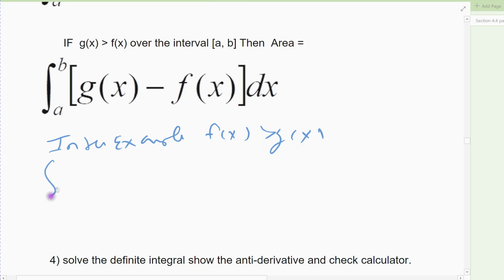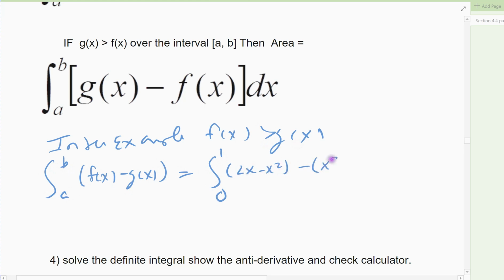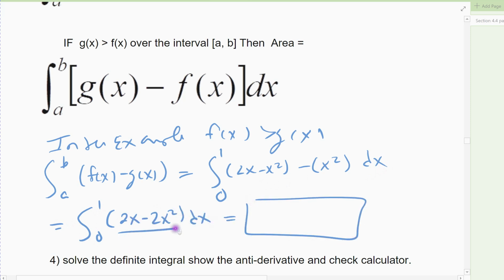So we integrate from a to b, f of x minus g of x. So we go 0 to 1, because that's my a and my b. F of x, which was 2x minus x squared, subtract away g of x, which was x squared, with respect to x. So when we integrate 0 to 1 and simplify, we get 2x minus 2x squared dx. And so this is what we're going to regraph. It'll find me a new area.